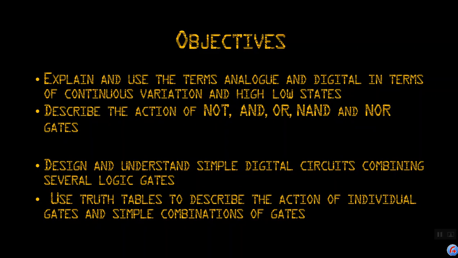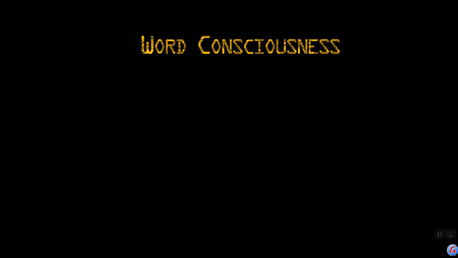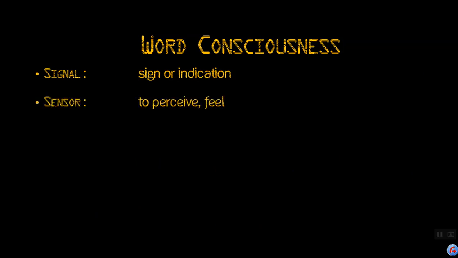Now, there's a few new words here that you're going to learn, so we're just going to quickly look at some and recall the use of symbols for logic gates. So the first word is signal, and the root of signal is a sign or an indication. Sensor, the root of sensor comes from sense, that means to feel or to perceive.